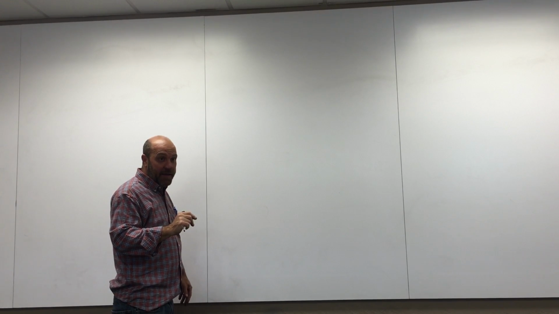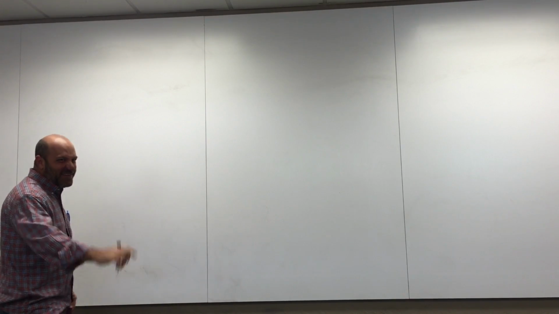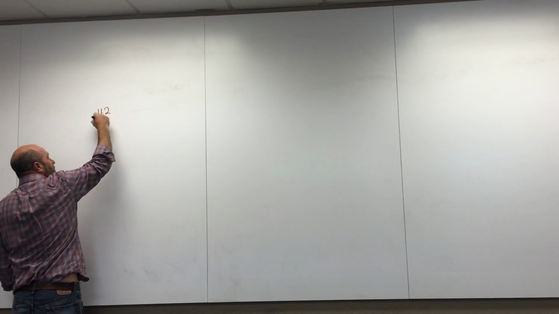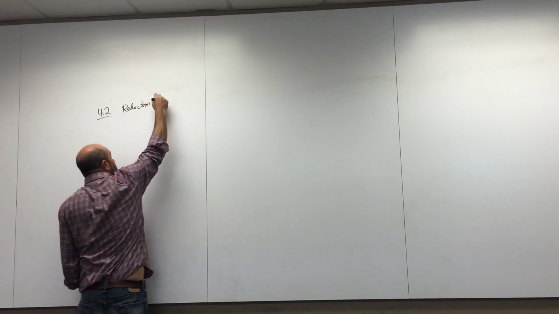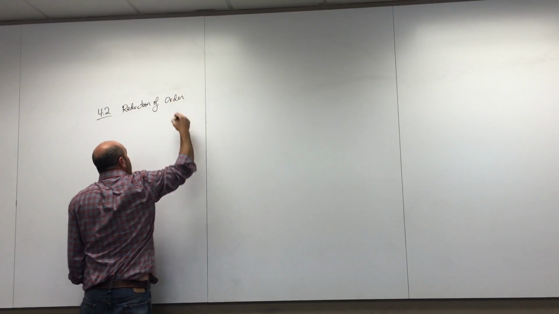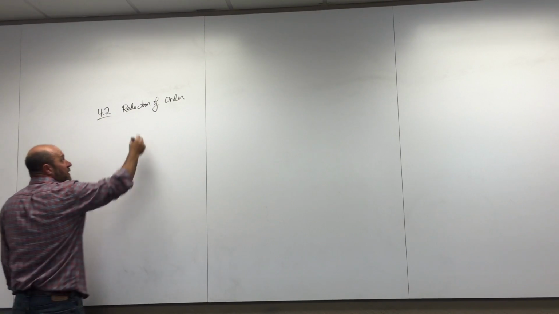4-3 is where the good stuff starts happening. I'm going to have trouble getting there today. You might have to wait till Thursday. On the way to 4-3, to the really good stuff, let's pass through 4-2 here. 4-2 is a funny little tough section. It's called reduction of order. I assigned about 3 or 4 problems in this section is all.